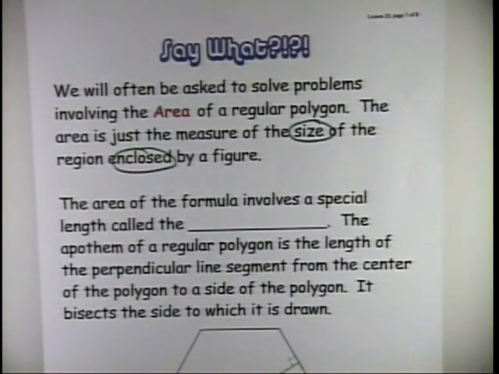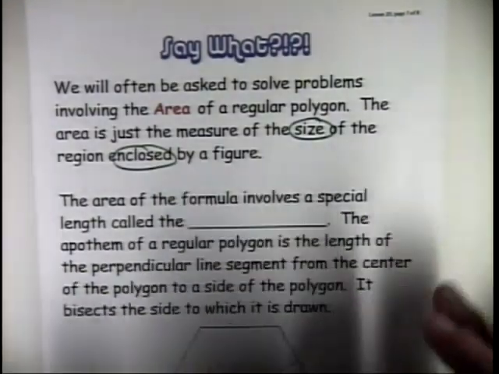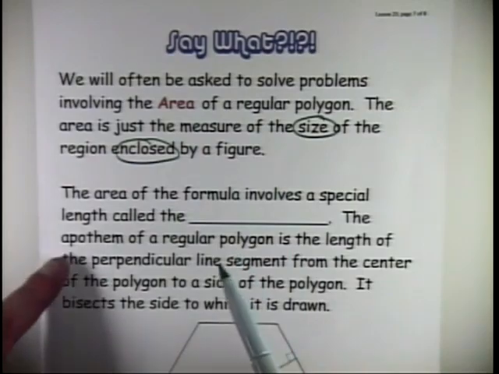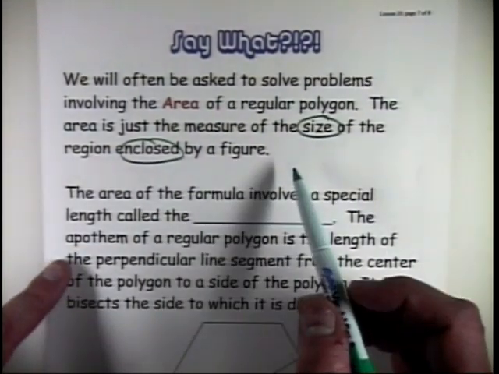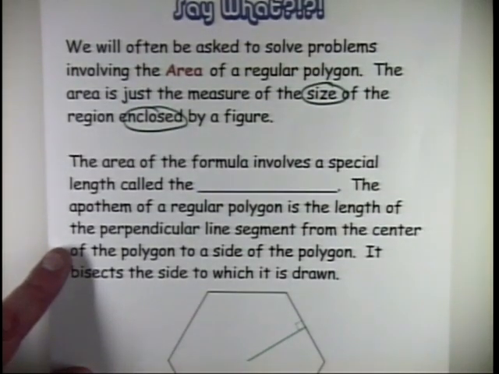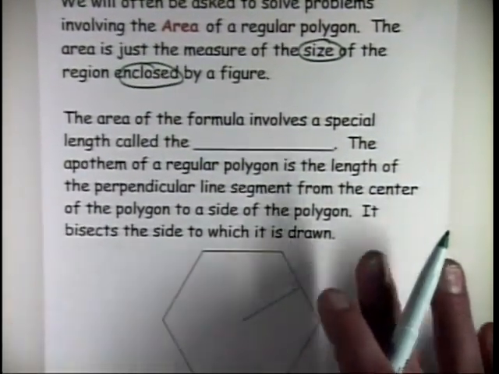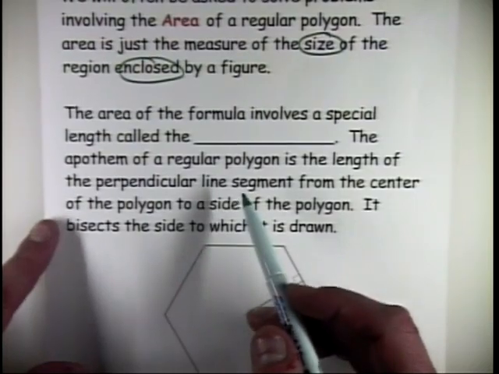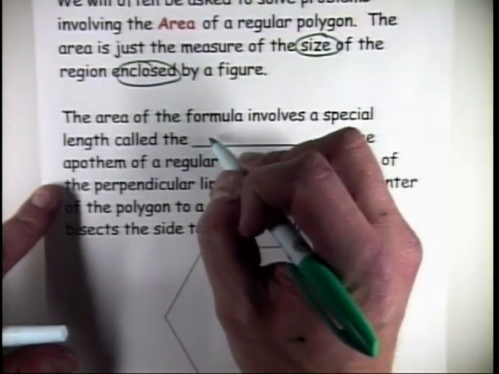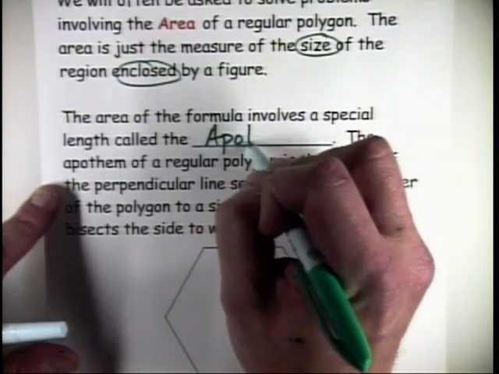Area is kind of like if you think about your parents getting new carpet. The people laying the carpet need to know what the square footage of the house is. So that's basically the area of the rectangle or whatever the polygon that the shape of the room is. Okay? We're going to be looking specifically at regular polygons where all the sides are the same. Now the area of a regular polygon involves another special length, which means a brand new word that we have to learn, called an apothem.